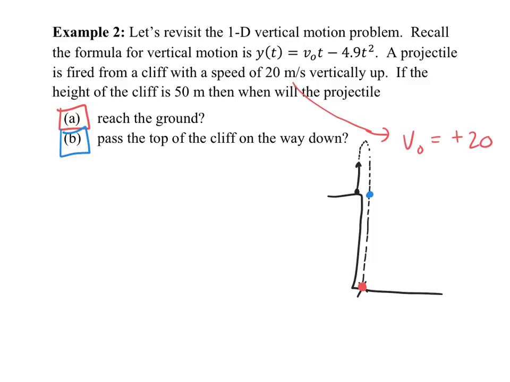So for part A, it could be a little bit confusing. How am I going to go about part A? What's the height of the projectile when it reaches the ground? And there are two ways to do this. Mauro, what do you recommend I do? Zero. Okay, so if you're going to call that zero, what would your starting height be then? Your starting height would be 50. And you can do it that way.